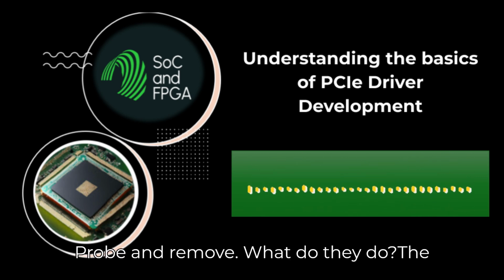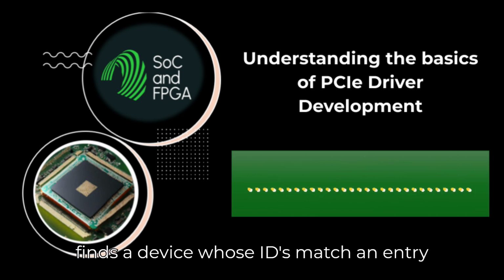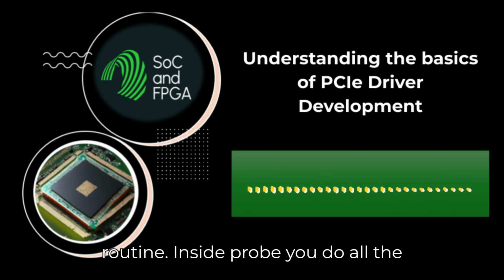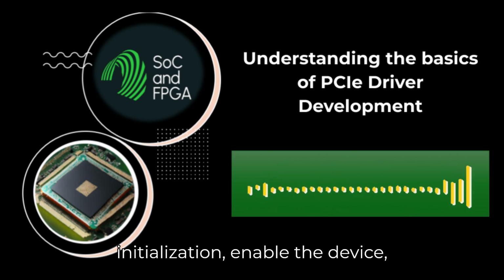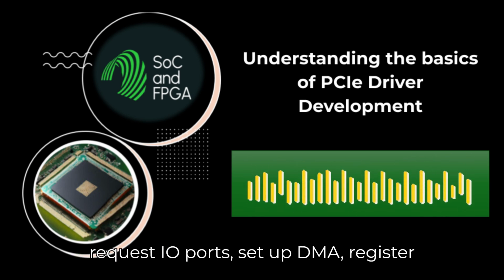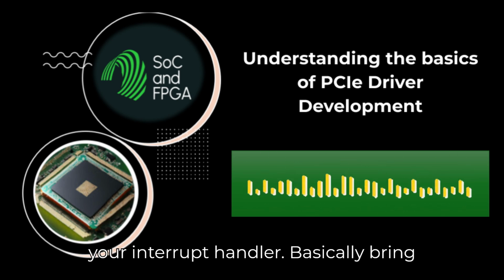Probe and remove, what do they do? The kernel calls your probe function when it finds a device whose IDs match an entry in your ID table. This is your setup routine. Inside probe, you do all the initialization: enable the device, request memory regions, MMIO BARs, maybe request IO ports, set up DMA, register your interrupt handler, basically bring the device online.